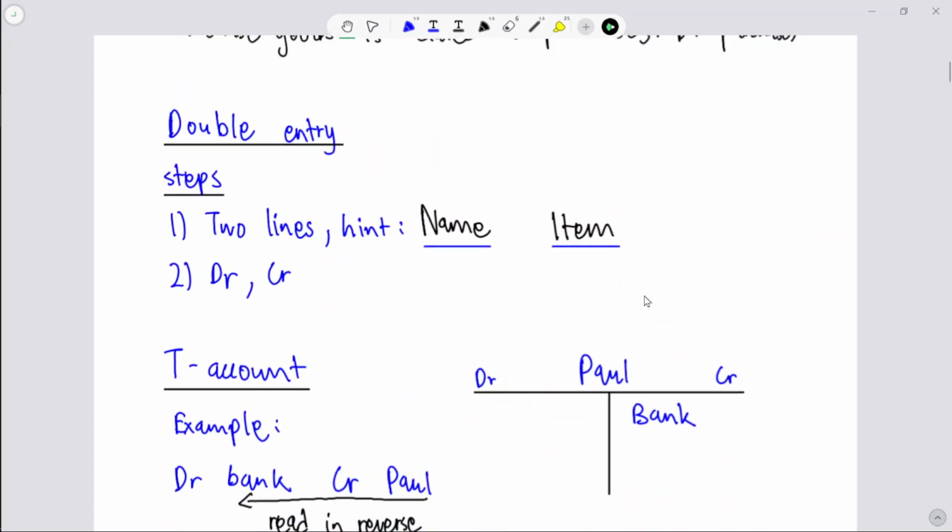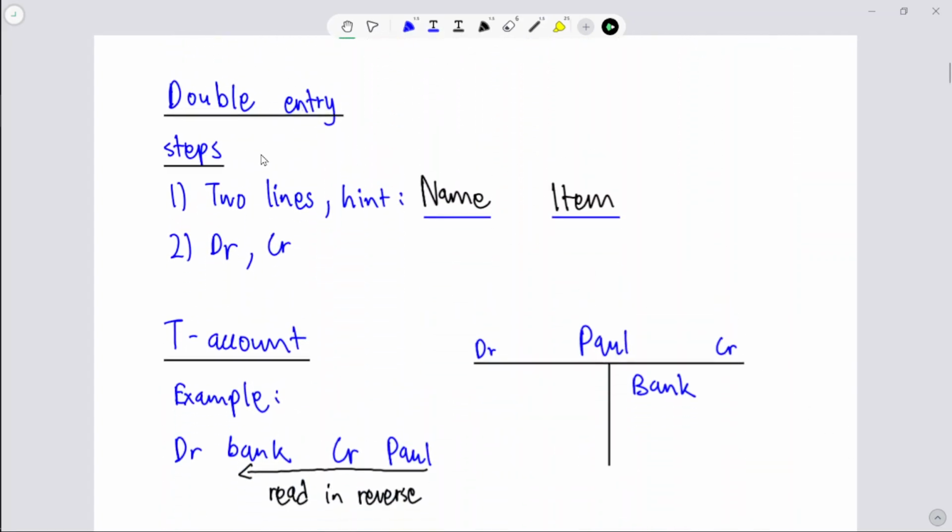Now here let's do the double entry. The overall steps will be 2 lines. The hint will be name. Usually the name is 1 line and then the item also 1 line. The second step will be debit and credit.